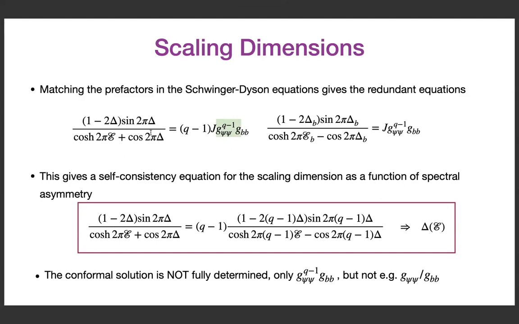So then for the equation to be solvable, you need to combine these 2. You need to ask that these 2 equations are consistent. This is this equation below, where I replace delta B by delta to write everything in terms of the fermion dimension. And then solving this complicated equation gives you the fermion scaling dimension as a function of the spectral asymmetry. Now, this means that the conformal solution is not fully determined, only this combination, but not, for example, the ratio between the two. That's not determined by the conformal solution. And I will come back to that later.